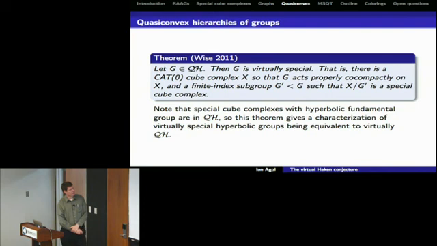The action's proper and co-compact, so this is a locally compact cube complex. It's finite dimensional and locally finite. X is simply connected, because it's globally cat 0. So G is essentially the fundamental group of the quotient X mod G. G prime is the fundamental group of X mod G prime.